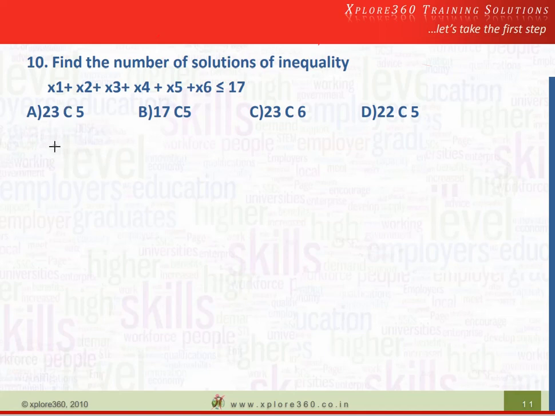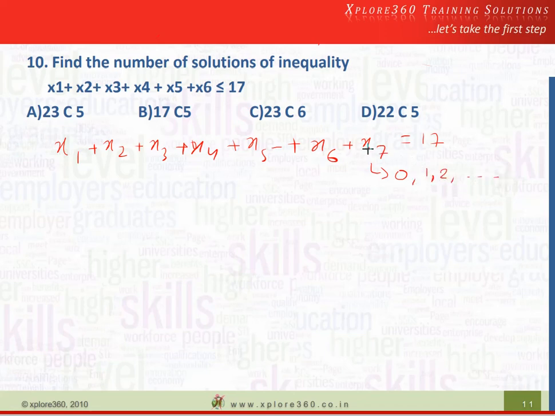Now what trick am I going to use? Watch it. x1 plus x2 plus x3 plus x4 plus x5 plus x6 is less than or equal to 17, so I'm adding one more variable x7 and making it equal to 17, where x7 may be 0 or 1 or 2, and so on. I'm adding a number and just making it 17. Since this is less than 17, I add one variable and make it equal to 17. So now this question is the easiest one.